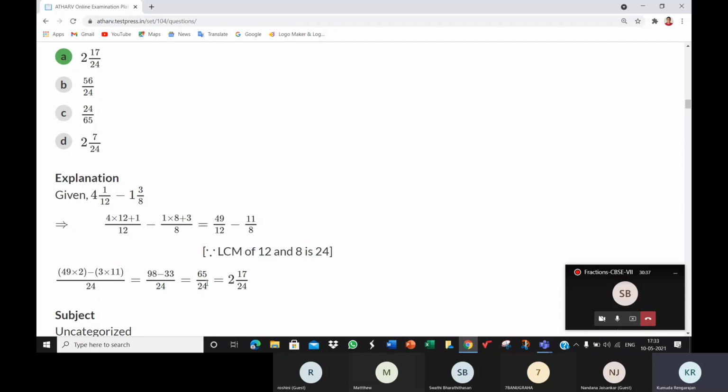At this stage, what should you ask yourself? 65 and 24, do they happen in the same tables? Do both of them come into the tables of 2, tables of 3, 5? The answer is no, both of them don't happen in the same table till 11. Then after that, you should put it as a mixed fraction. So when it is an improper fraction, you must first reduce it, if possible, and then write it as a mixed fraction.